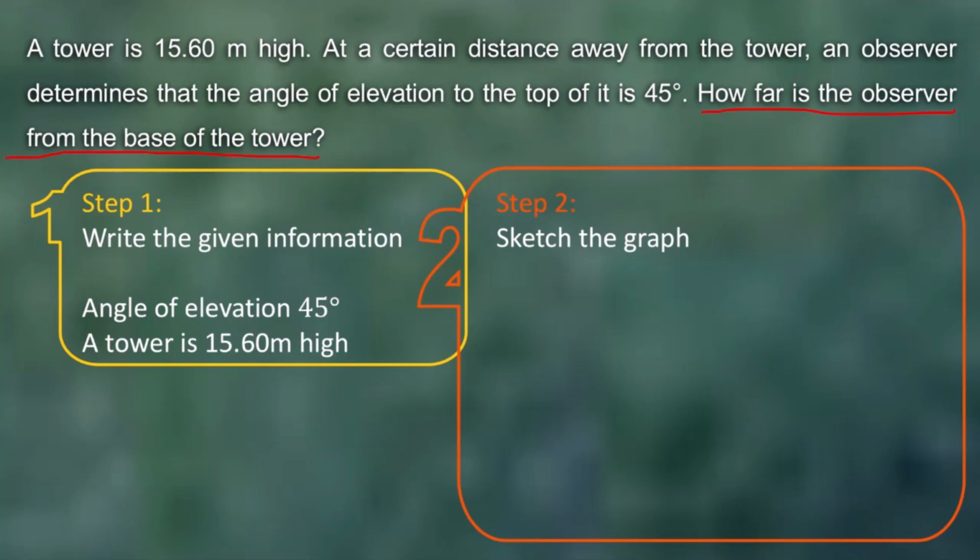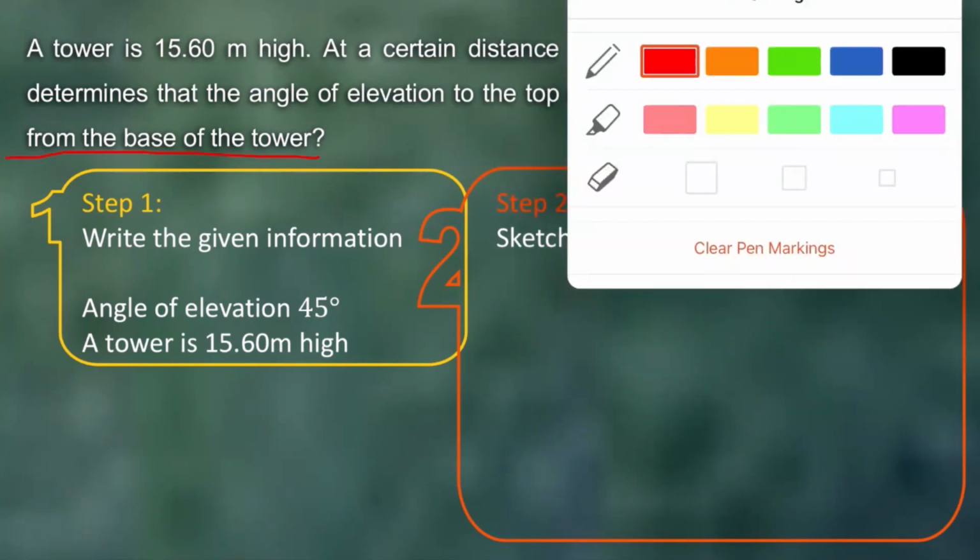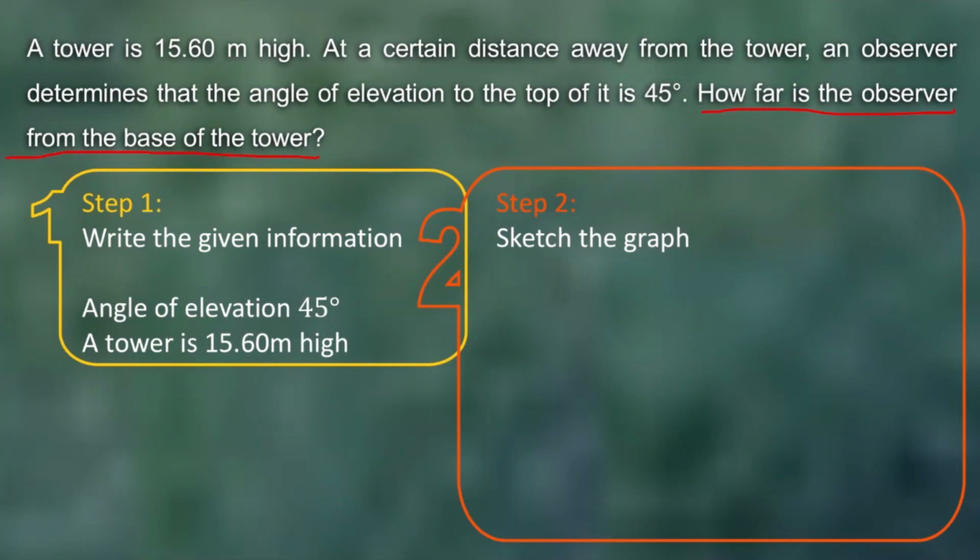I-illustrate po natin yung problem para mas madali po tayo makapagsagot mamaya. Okay. Pagdating po sa step 2, okay lang po kahit hindi po masyadong maganda or simpleng-simple lang po yung pagkaka-sketch natin. For example, we're talking about tower. Gagawin ko na lang siya parang building since tower lang naman po siya. Ayan. Tapos, this is the tower. Ayan. And then, nandito po yung observer. Ayan. Siya po yung observer natin.